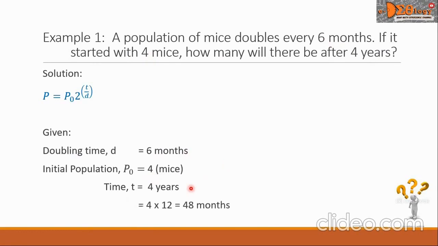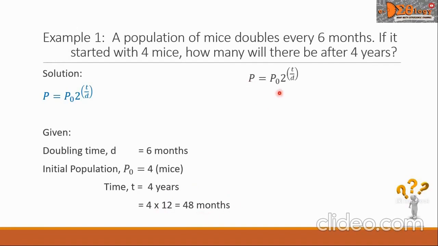Now let us make sure that the doubling time and the time given in the problem are of the same units. See, our doubling time is given in months. Let us convert this given time as years into months. And we know that in 1 year there are 12 months. So let us multiply these 4 years times 12. We will get this 48 months. We can see now that the doubling time is given in months, and the time t is now in months measured.